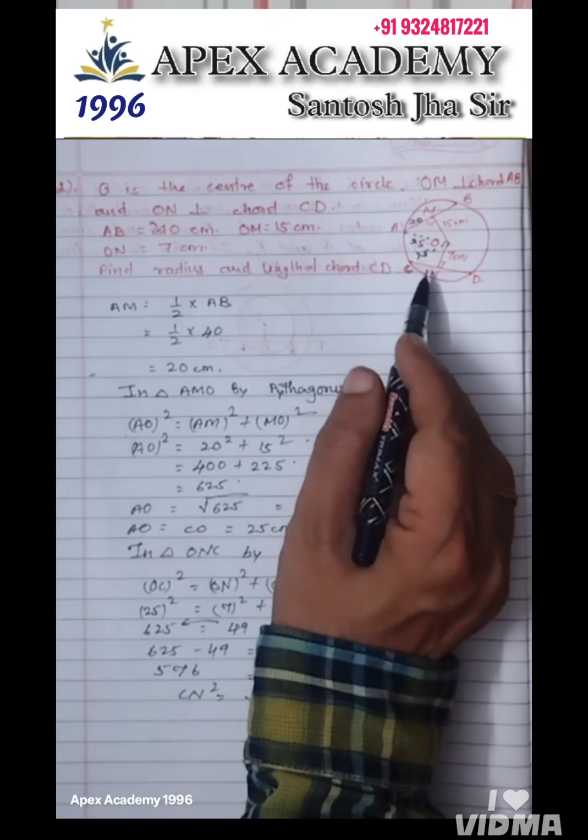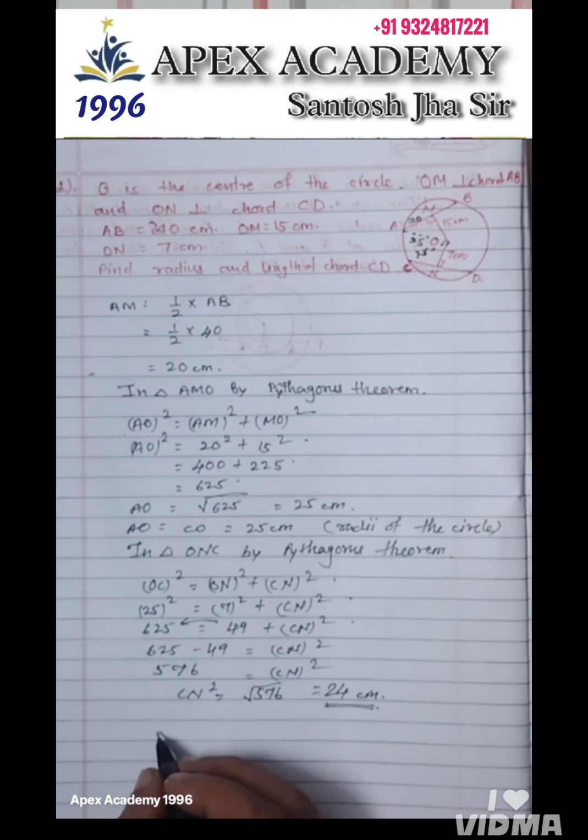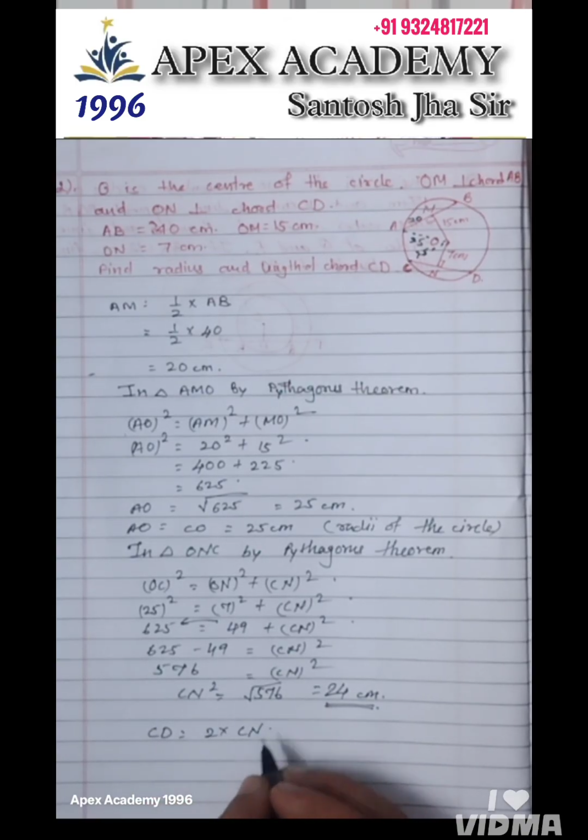So as we got CN is 24, to find CD, the length of the chord, CD is twice of CN, so that is 2 into 24, that is 48.